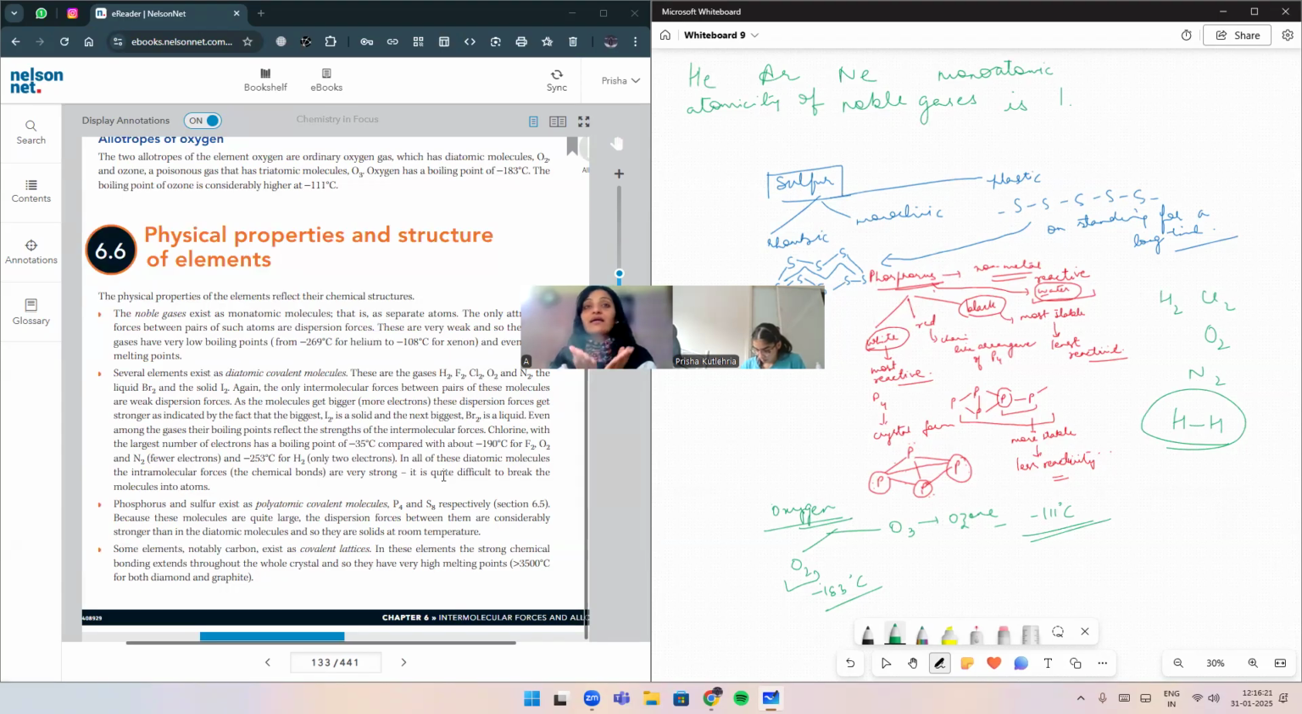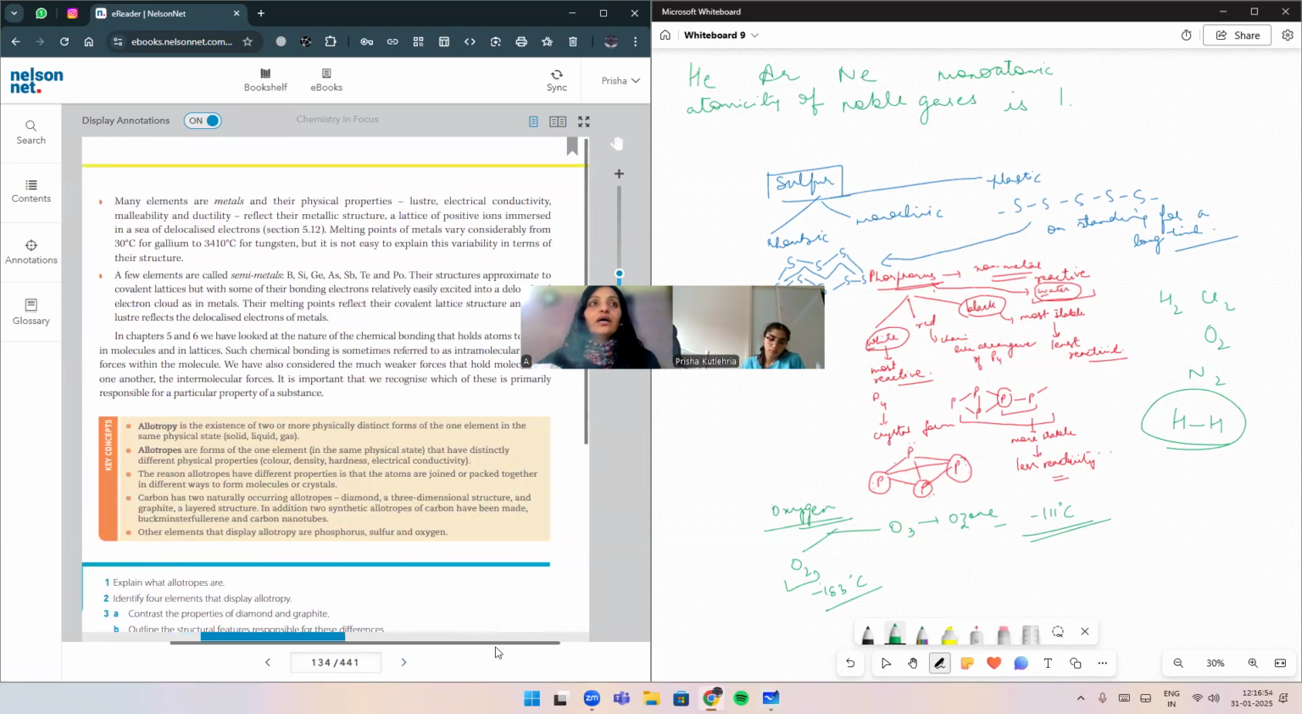Now, elements like carbon. Carbon forms covalent lattices, and thus the strong chemical bonding is throughout the crystal. That's the reason why they have a high melting point. The strong chemical bonding is found all over the crystal, and hence more force is required to break that crystal, and hence the melting point is high.